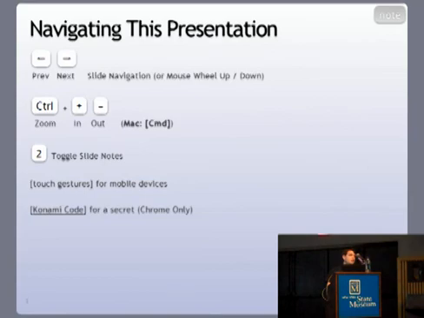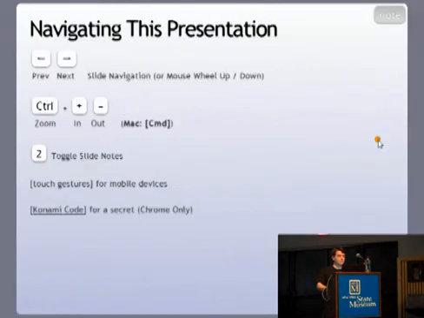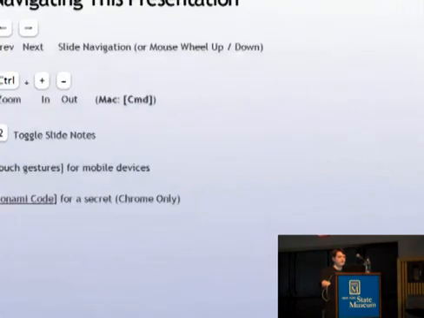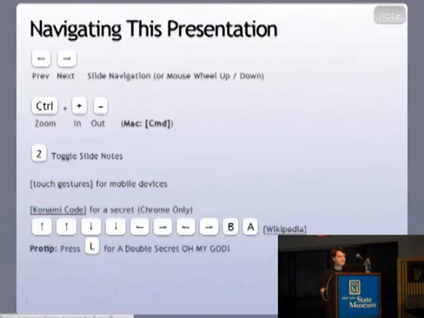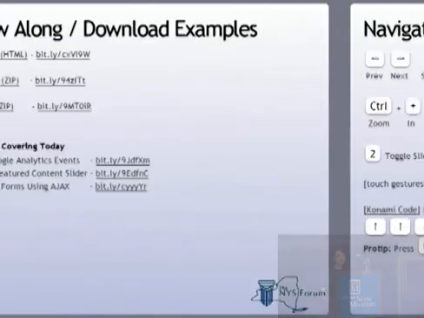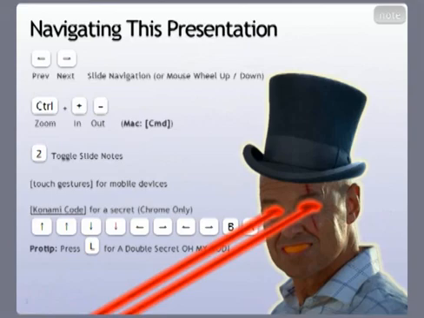To navigate this presentation, if you're navigating it from the webinar, you're going to use left and right or mouse wheel up and down to go to the different slides. Use Control plus or Control minus to zoom in and out if you want to see things bigger. Touch Control if you're on a mobile device, not really on the webinar. And if you enter the Konami code, which is up, up, down, down, left, right, B, A, John Locke will come out, and if you press L, he shoots laser beams out of his eyes.